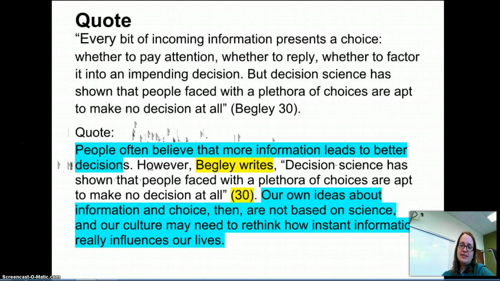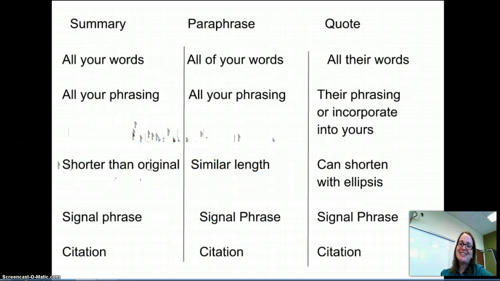Again, here you're going to see in blue is my information, in yellow is citing the source, and the rest is the quote. Really important to make sure that you do that every single time you quote.